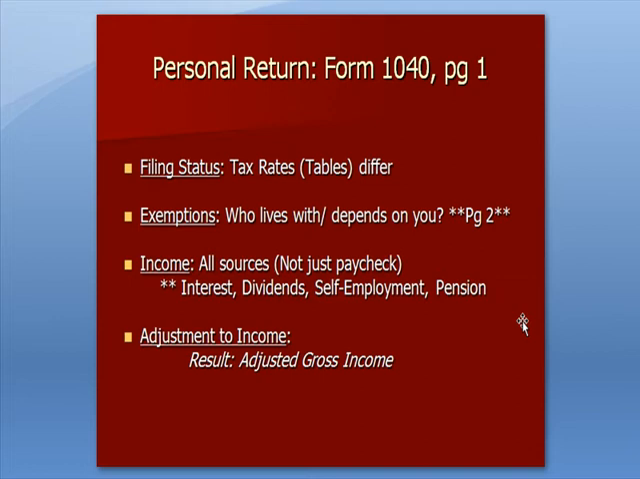As far as income, we look at income from all sources, not just the paycheck. You get income from investments, which might be interest, dividend, and capital gains, self-employment that we'll see for the example I have, and also income from pensions, IRAs, retirement plans. What we see at the bottom of page 1 are adjustments to income, which total up. The last line on page 1 is adjusted gross income.